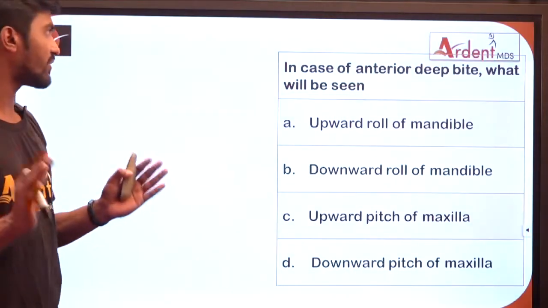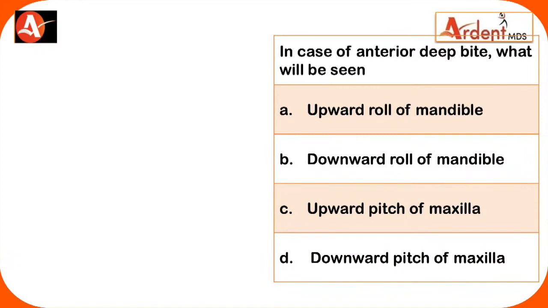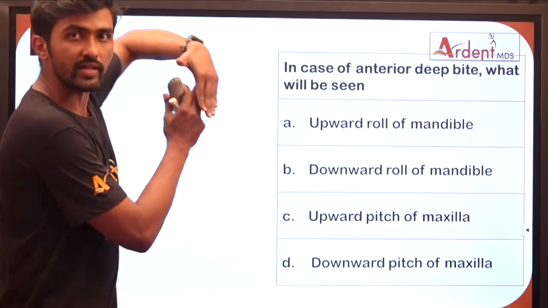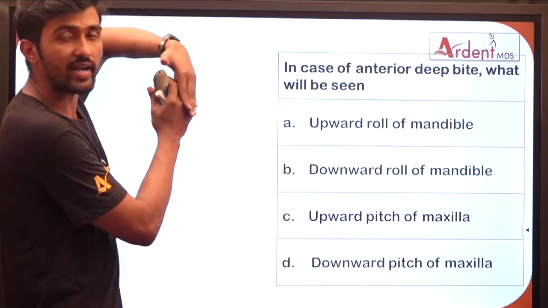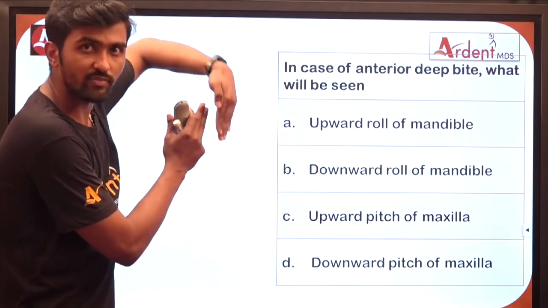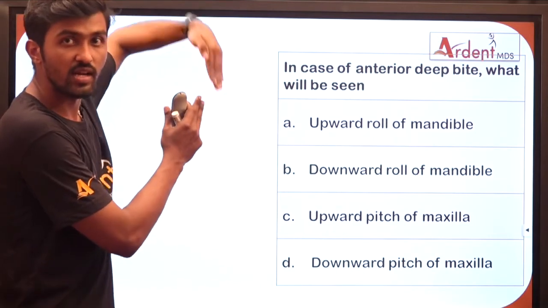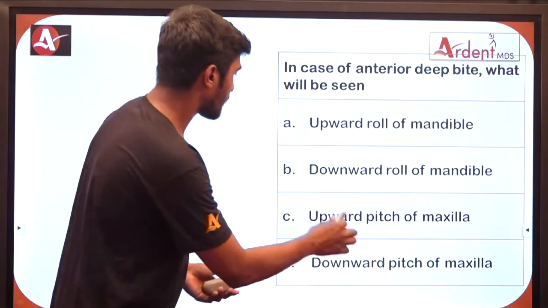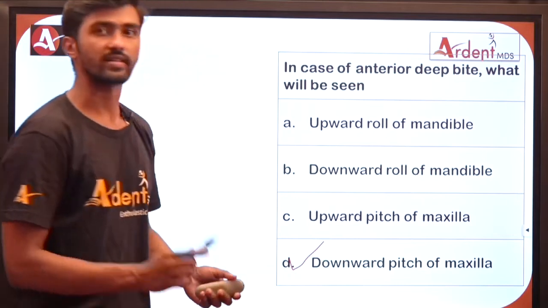Now let us go for some review questions pertaining to pitch, roll and yaw. This question is asked in All India PG examinations. In case of anterior deep bite, what will be seen? Very simple and clear cut question. What is anterior deep bite? That is increased overbite. Okay, increased overbite is called anterior deep bite. So in case of anterior deep bite, what is happening? That is pitching down of the maxilla taking place. Which part of the maxilla? Pitching down of the anterior part of the maxilla is taking place. So the answer is downward pitch of maxilla.